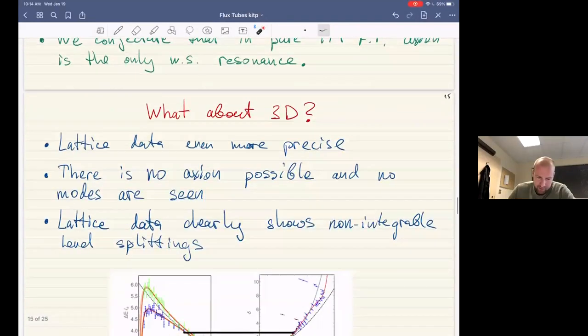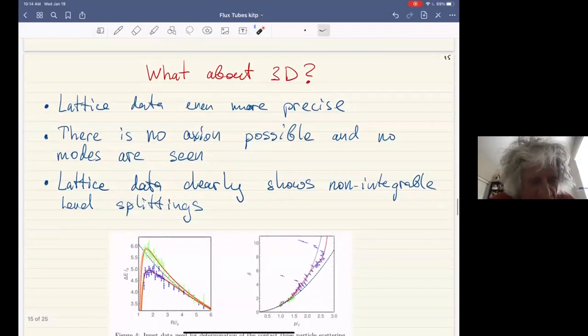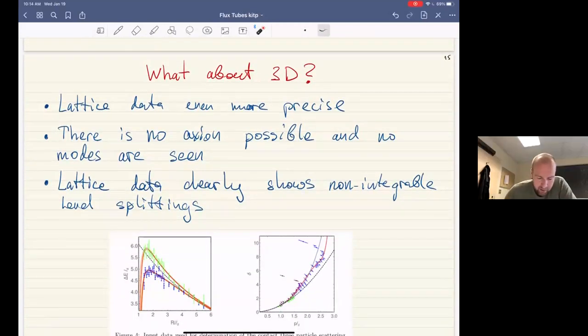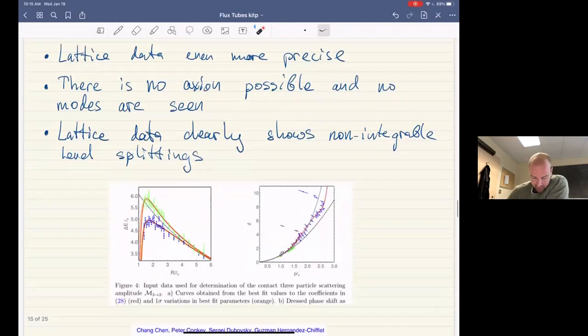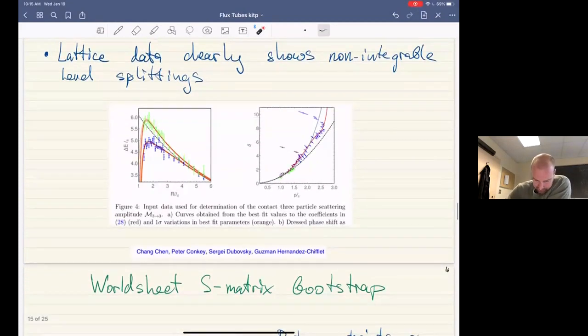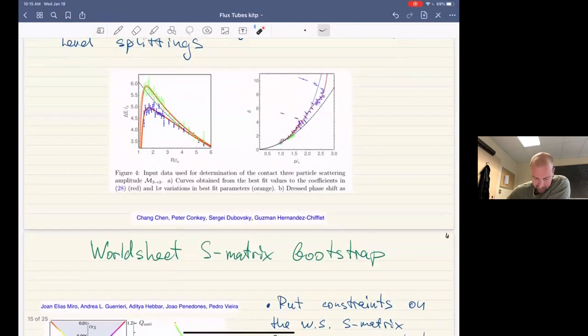Let me proceed a little bit further, and then maybe we can use the remaining time for discussion. So very quickly, what about three dimensions? Lattice data is even more precise. No axion is possible by quantum numbers, and also there are no massive modes that I've seen. However, lattice data shows convincingly a splitting between levels that violates the integrability of the theory. As can be seen from this plot, the splitting between these levels is the one that tells us that the 3D Yang-Mills flux tube cannot be integrable.